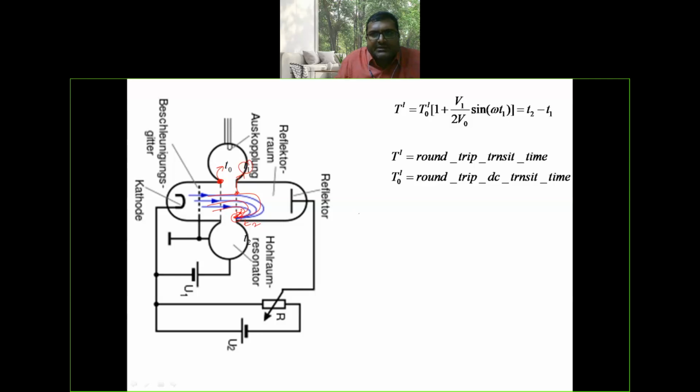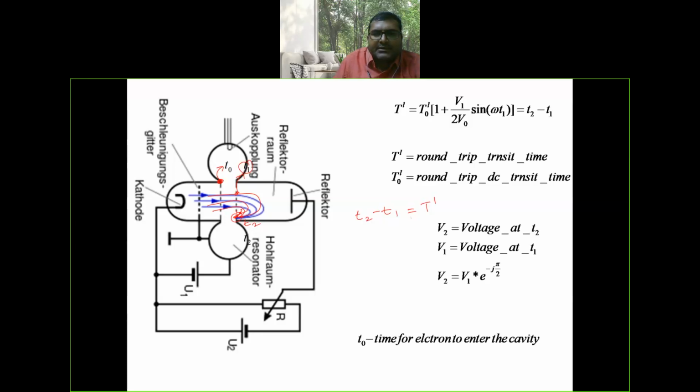Now here the transit time is T2 minus T1. The round trip transit time is T dash equal to T2 minus T1, and T naught dash is the round trip DC transit time. Here V2 is the voltage at time T2, V1 is the voltage at time T1. The relation between V1 and V2 is V2 equal to V1 e power minus j pi by 2. T naught is the time for the electron to enter the cavity, T1 is the time for the electron to leave the cavity for the first time, and T2 is the time for the electron, repelled by the repeller, to come back towards the cavity for the second time.